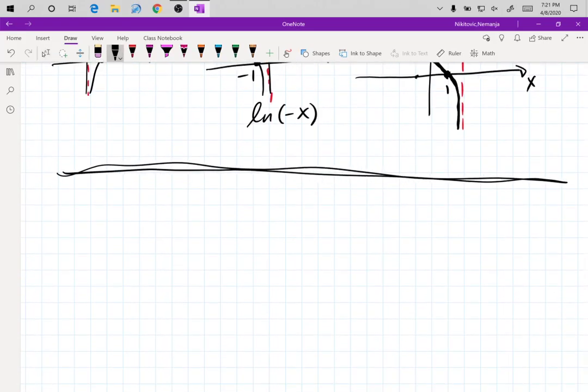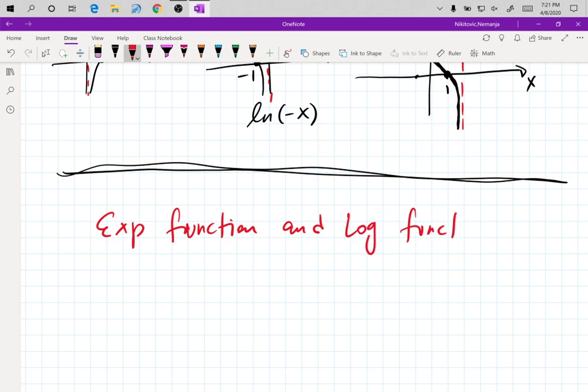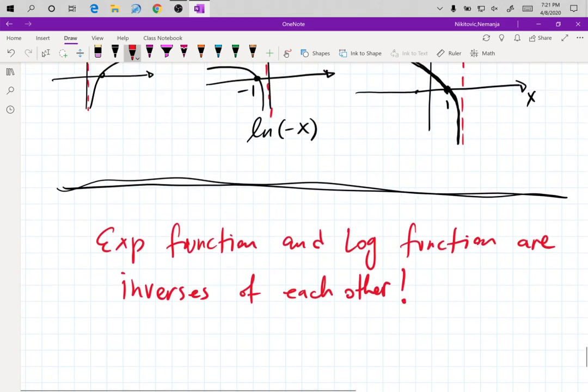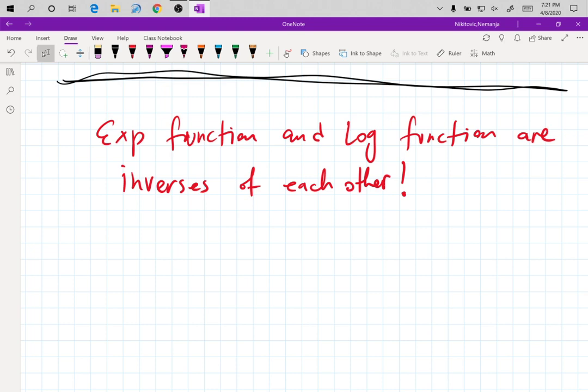Now, on the last note, I will write it one more time. Exponential function and logarithmic function are inverses of each other. And that is rooted in the idea that a to the b equals c converts into log base a of c is b.